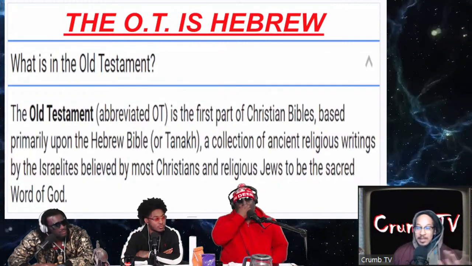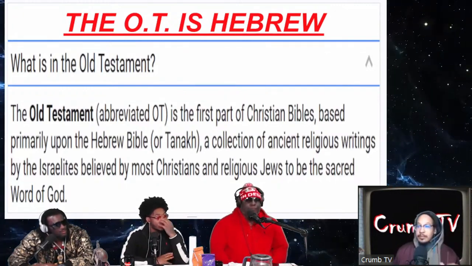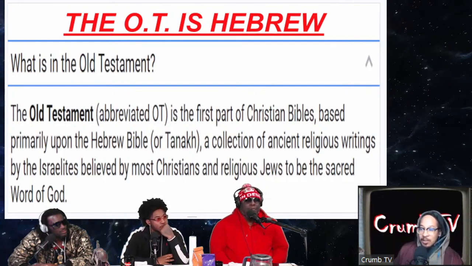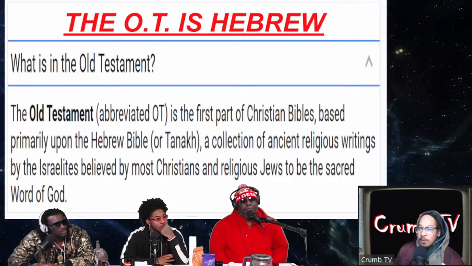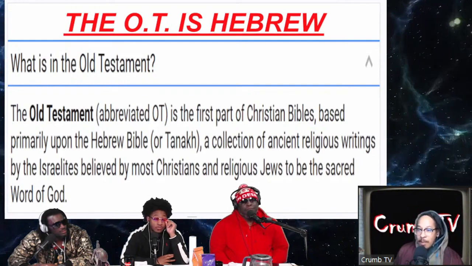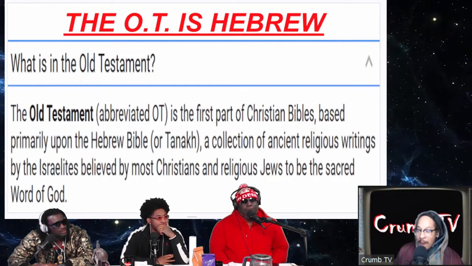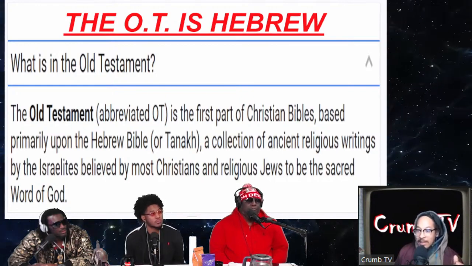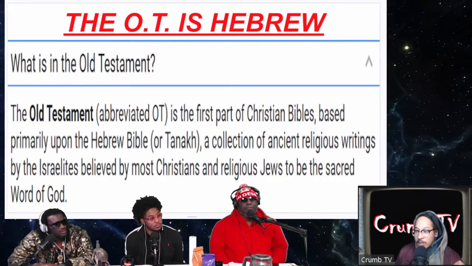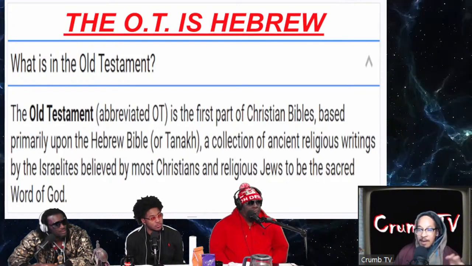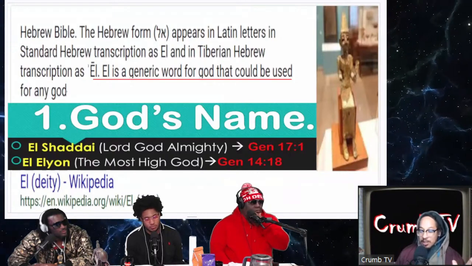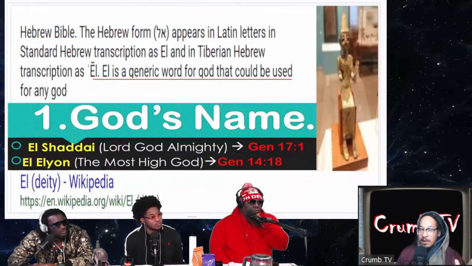The Old Testament is Hebrew, check. What is in the Old Testament? That's the question. Answer. The Old Testament is the first part of the Christian Bibles based primarily upon the Hebrew Bible, or the Tanakh, a collection of ancient religious writings by the Israelites believed by most Christians and religious Jews to be a sacred word of God. Fine, no problem. Now, we know it's written in Hebrew. We just established that. The Old Testament at the very least.